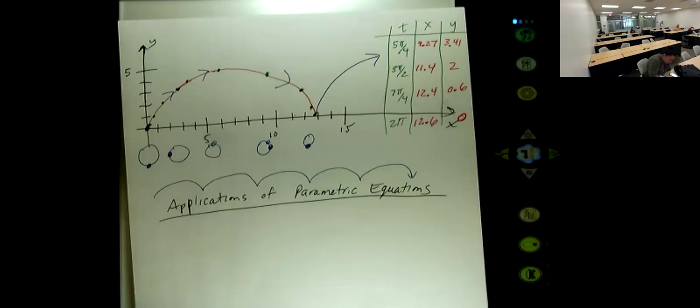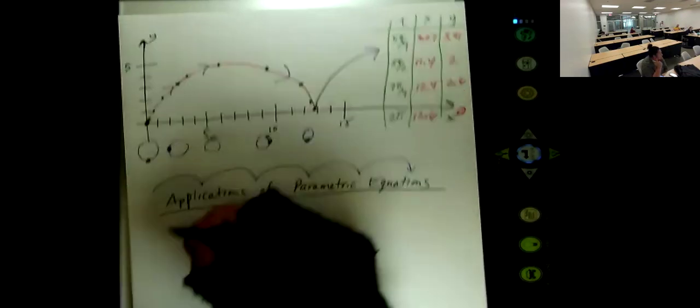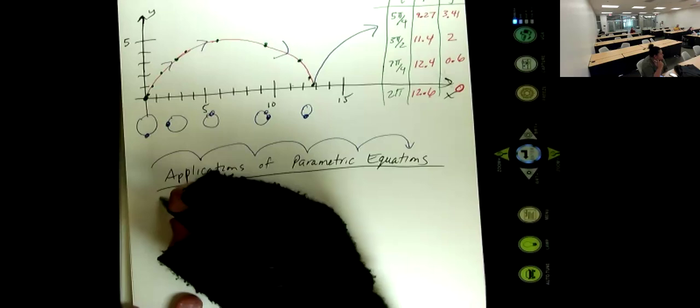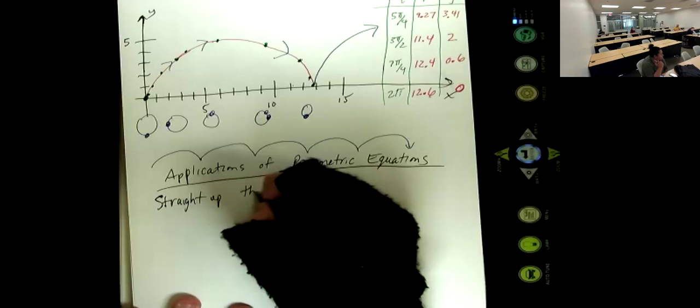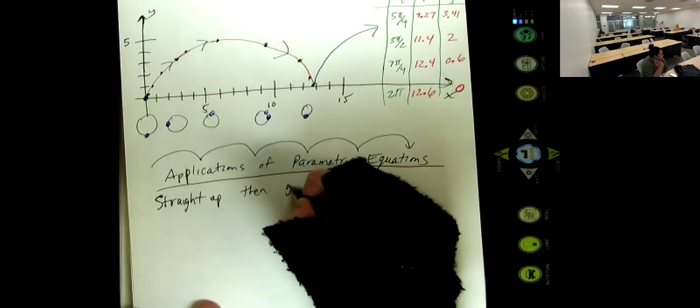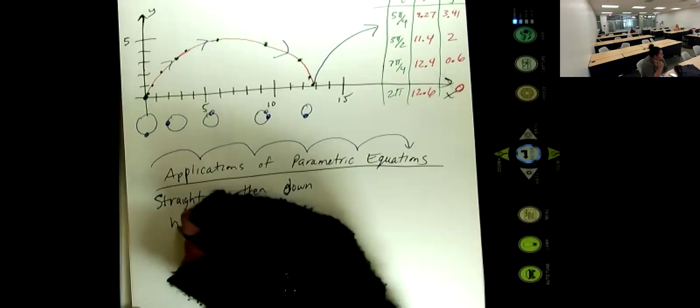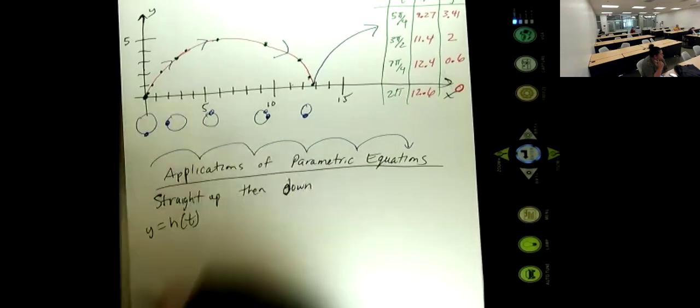All the equations we've done of things being thrown into the air and coming back down, where we're doing a parabola. In all of algebra, the thing has always been going straight up and coming back down, and what we're doing is modeling its height as a function of time. Straight up, straight gravity, straight up and then down. We've been doing height, y is the height as a function of time.